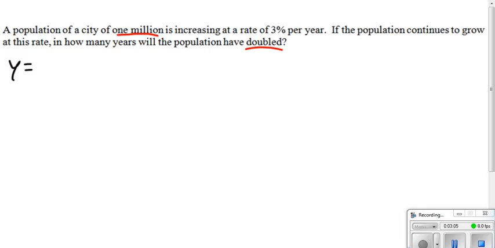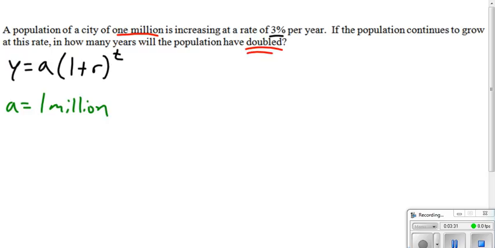again, we know that it's exponential growth, so we would do y equals a times 1 plus r to the t, because it's growing every so often, and it grows by a certain amount. It grows by 3%, so that's why we have to use the 1 plus r. We know that our initial value a is 1 million. We know that we doubled, so our y, where we end up at, is 2 million, because we doubled 1 million. We know that our r value is 3%, and t then is what we're looking for.